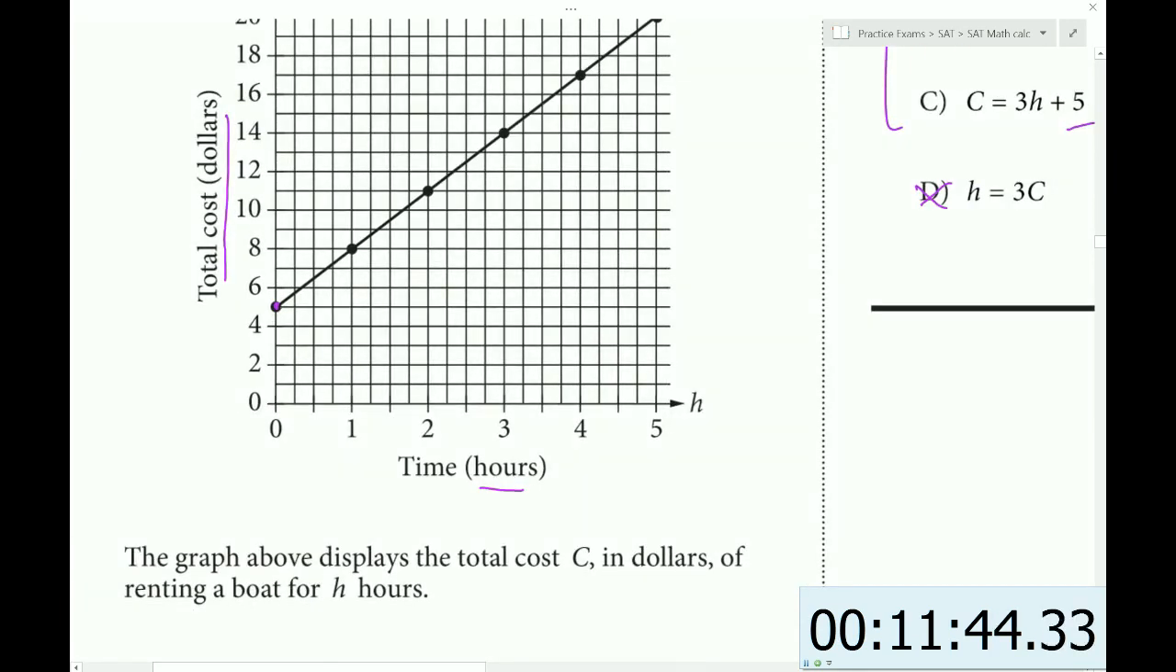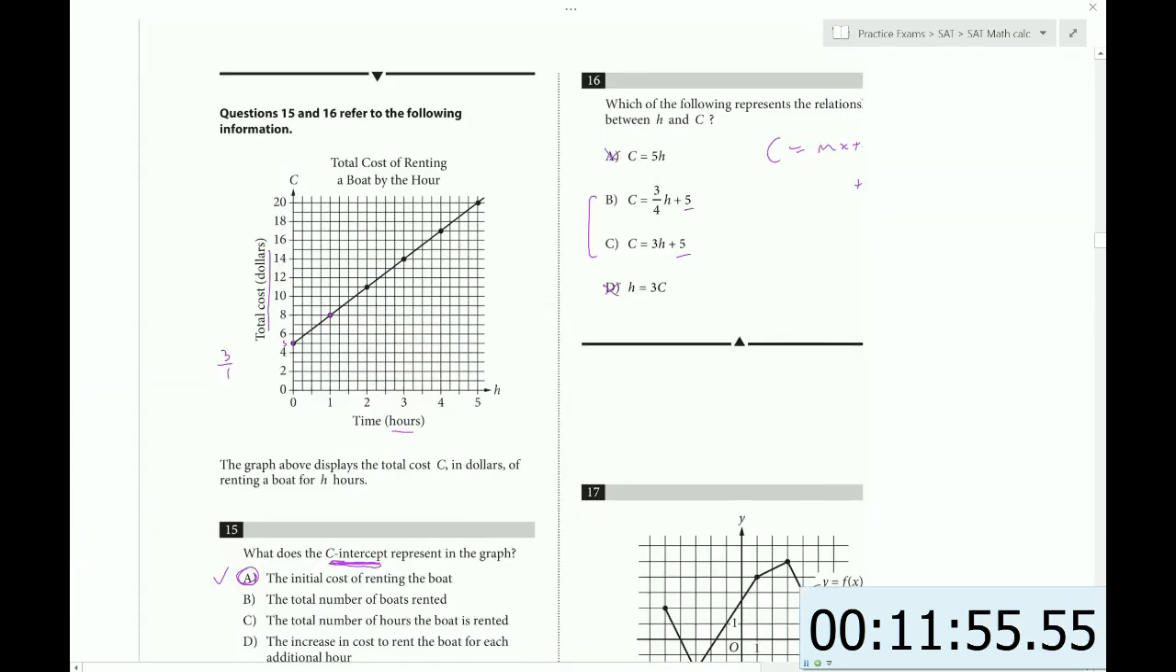So we have to do a change in y over change in x. So let's use these 2 points. So the change in y, it goes from 5 to 8. So that's a change in y of 3. And the change in x, it goes over 1. So the slope would be 3. That's answer choice C.